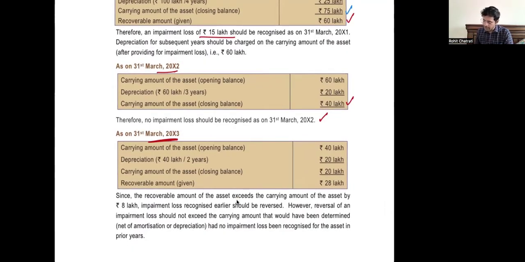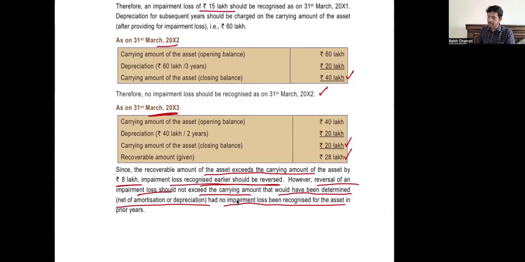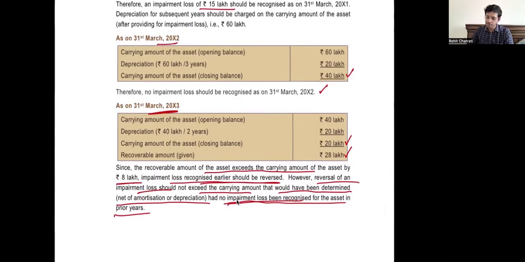On 31st of March 23, the carrying amount was 20 lakhs, recoverable amount is 28 lakhs. Therefore, the recoverable amount is exceeding the carrying amount by 8 lakh rupees, and hence impairment loss recognized earlier should be reversed. There should be a reversal of impairment loss. However, the reversal of impairment loss should not exceed the carrying amount that would have been determined net of amortization or depreciation had no impairment loss been recognized in prior years. The carrying amount after recognition of impairment loss reversal cannot exceed the carrying amount that would have existed had no impairment loss been recognized in prior years.